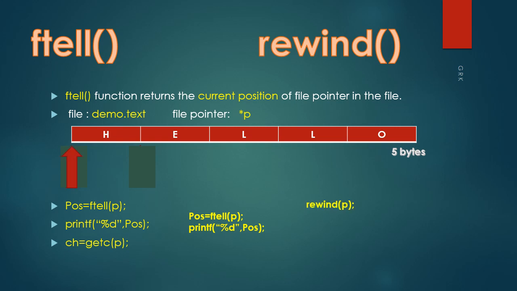Coming to rewind, the rewind function, irrespective of the current position of the file pointer, will move the file pointer to the beginning of the file. Now if you apply the ftell function to know the current position: earlier the current position of the file pointer was 1 byte, meaning it was pointing to the second character. After the rewind function, if you apply ftell, it returns 0 because the rewind function moves the file pointer to the beginning of the file.